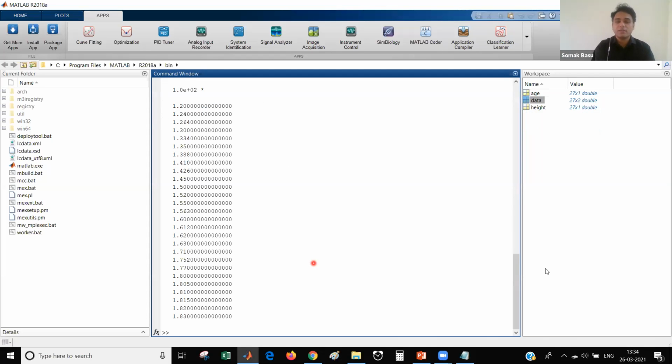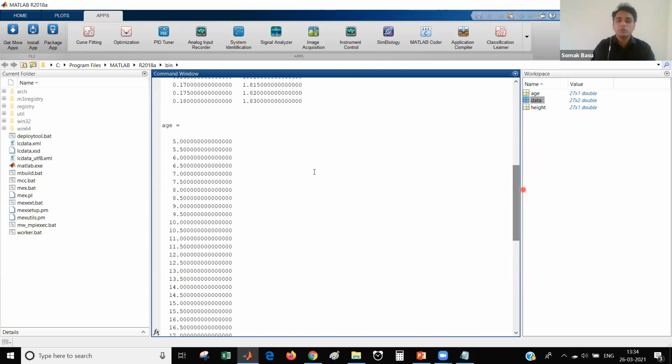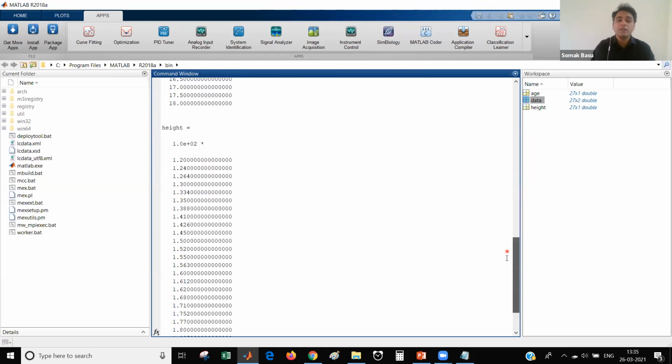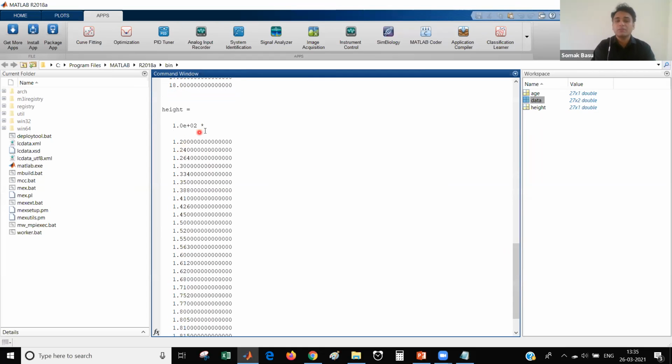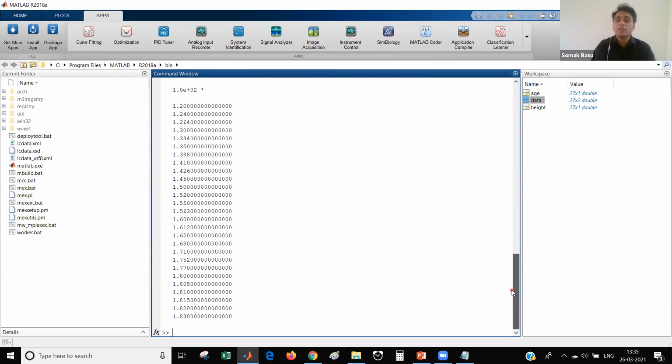Let me see if I can do it. Yes, I have done it successfully. So this is the age: 5 years, 5.5 years, 6 years, 6.5 years, and so on. And after that, I've also imported the height, which is 1.0e02, that is 10 to the power 2, so 120 centimeters, 124 centimeters, 120. So I have imported the age and the height.